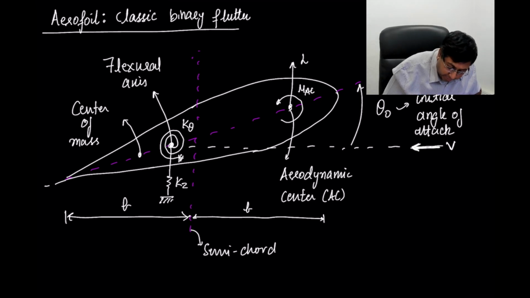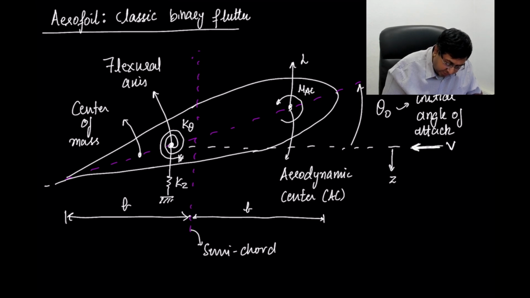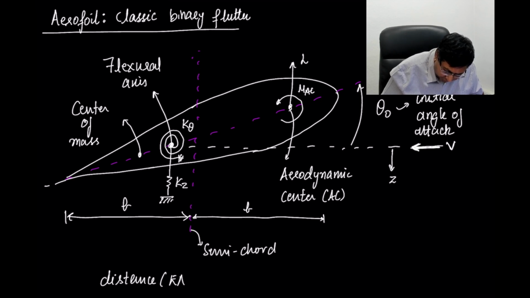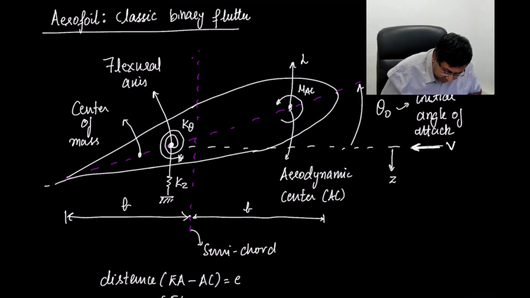And I would define my Z in the downward direction with the 0 on the elastic axis. We have also, in the previous class, if you remember, defined the distance between our elastic axis, or flexural axis, and our aerodynamic center to be e. We call this the eccentricity. Similarly, let us define the distance between the elastic axis, or flexural axis, and the center of mass. Let us call that b x_a.